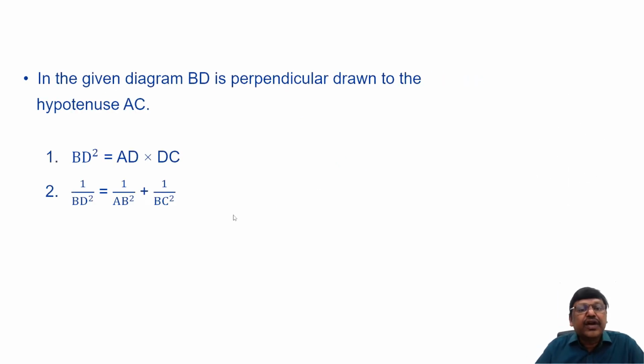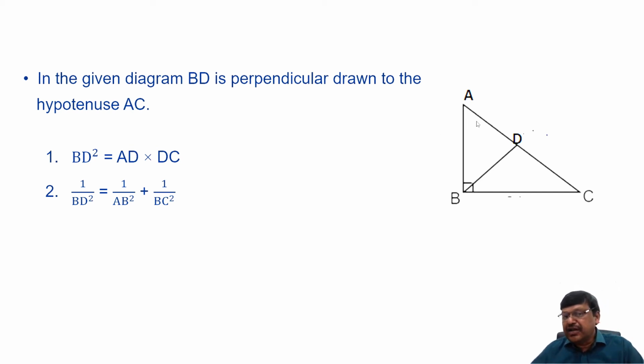In a right angle triangle, we have a special case. Look at this: the right angle is at B, and AC is the hypotenuse. So BD is the perpendicular drawn to the hypotenuse AC. In the given diagram, BD squared equals AD into DC. This is the first one. Second one: 1 by BD squared equals 1 by AB squared plus 1 by BC squared. These are the two special cases in a right angle triangle.